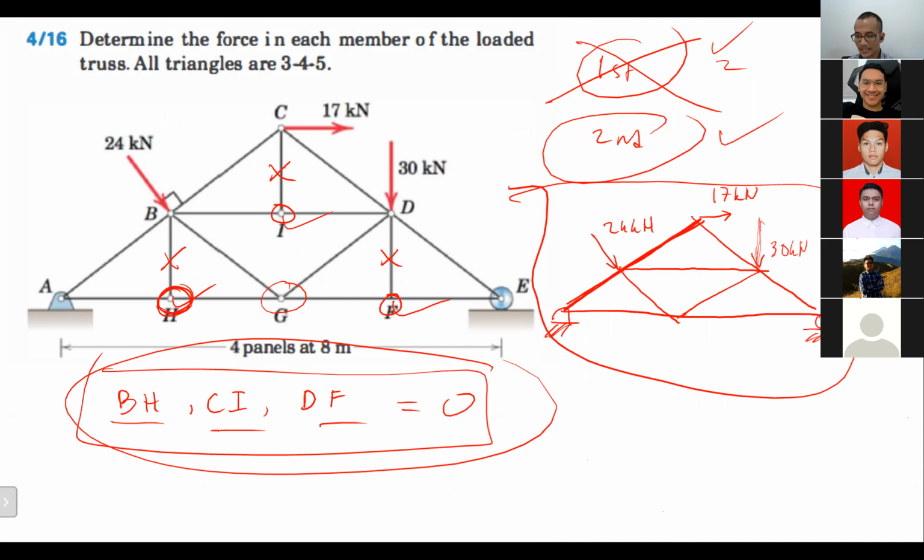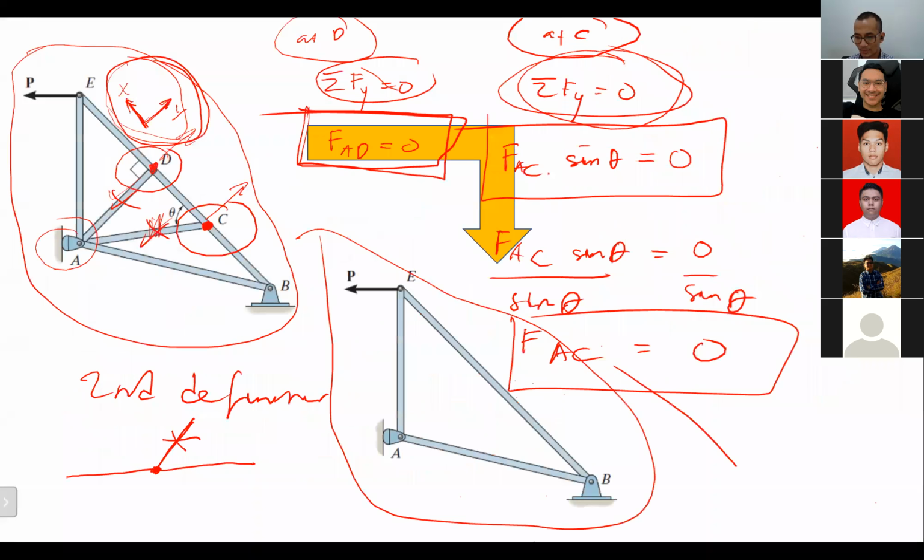So here, PH, CI, and DF are considered as the second type of zero force member. Okay, sir? You understand why about this way? Just now I explained quite long about this, the second type of zero force member. Why here AD and AC are zero force member. Try to rewatch my video later, okay?